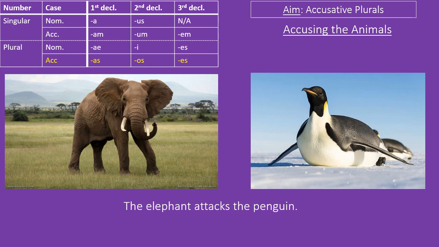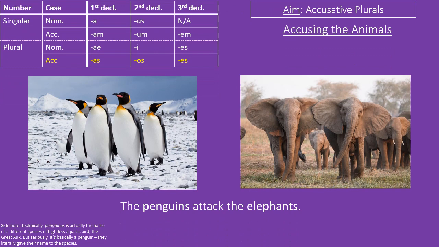If we change to the second declension now, we can think about what endings it's going to be. What is the ending that elephant is going to have? Well, it's going to be nominative singular, so it's going to be us. Penguin, well, you can probably work it out from here. Elephantus penguinum pugnat. Or rather, the penguins turn the tables and attack the elephants, as is often their way.